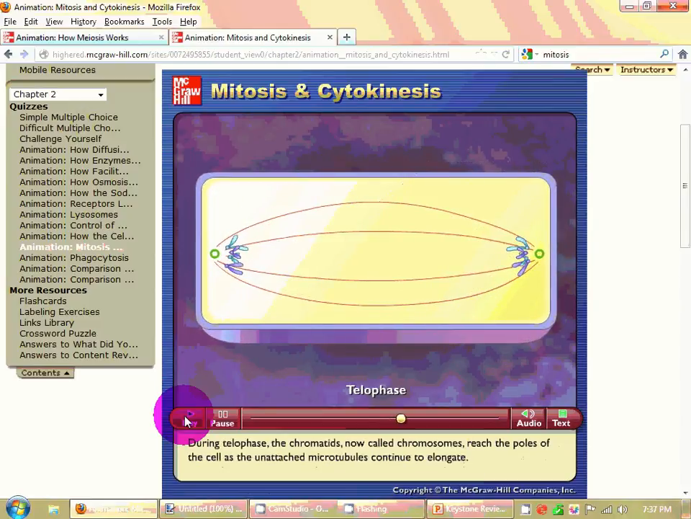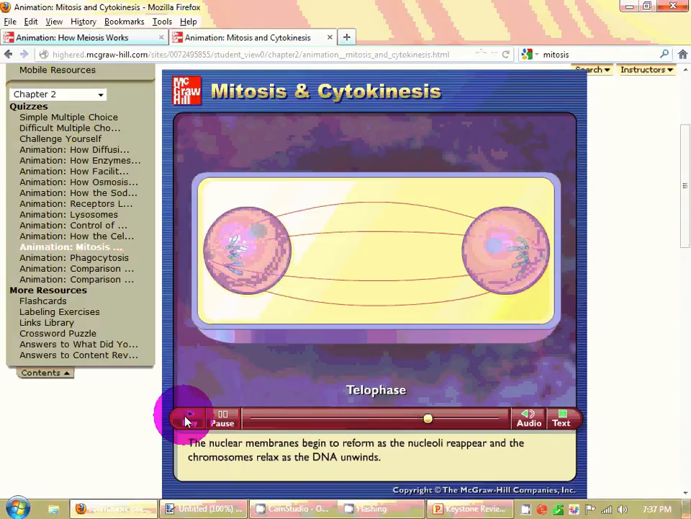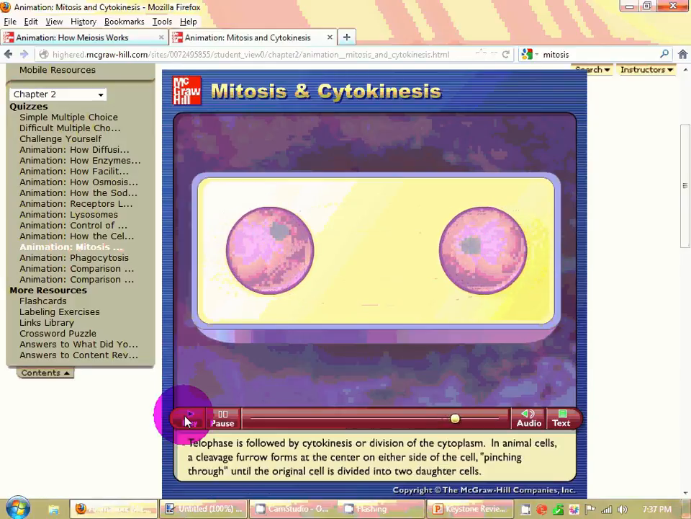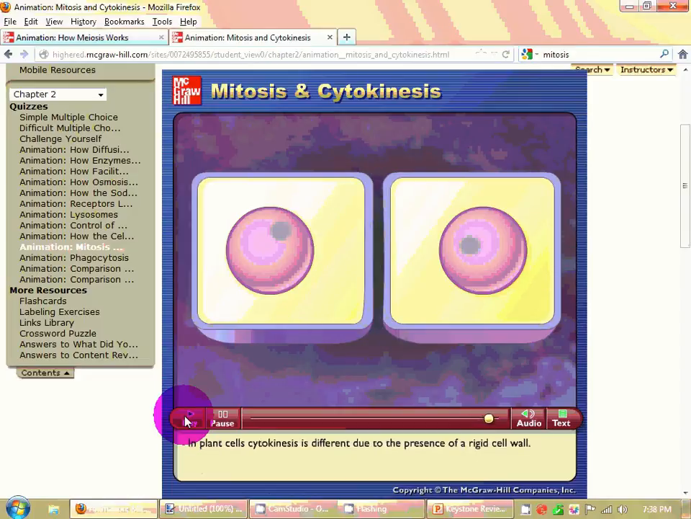During telophase, the chromatids, now called chromosomes, reach the poles of the cell as the unattached microtubules continue to elongate. The nuclear membranes begin to reform as the nucleoli reappear and the chromosomes relax as the DNA unwinds. Telophase is followed by cytokinesis, or division of the cytoplasm. In animal cells, a cleavage furrow forms at the center on either side of the cell, pinching through until the original cell is divided into two daughter cells. In plant cells, cytokinesis is different due to the presence of a rigid cell wall.